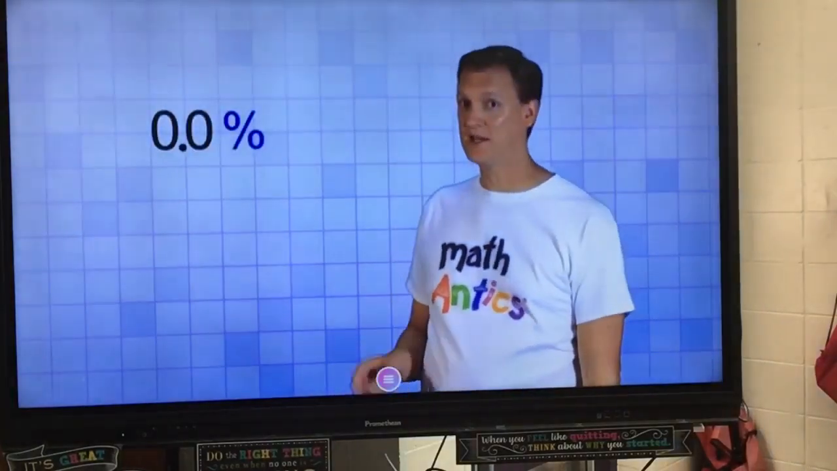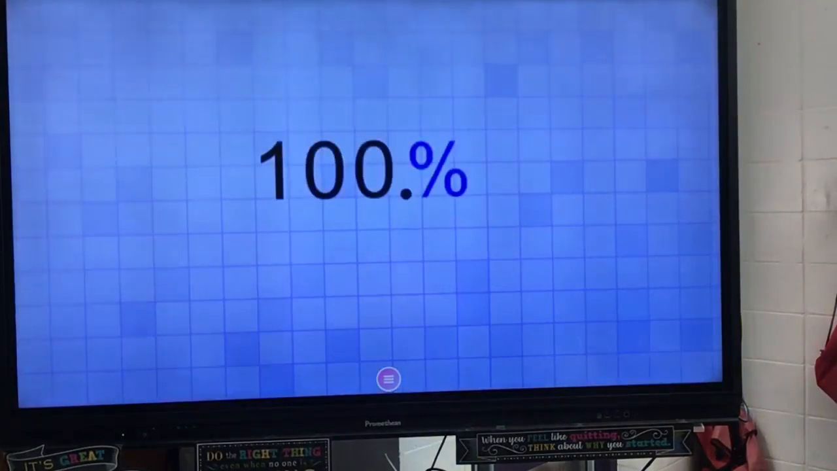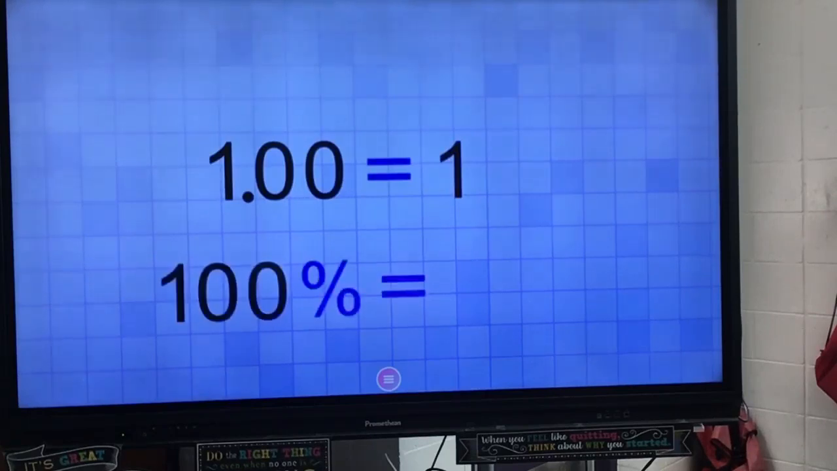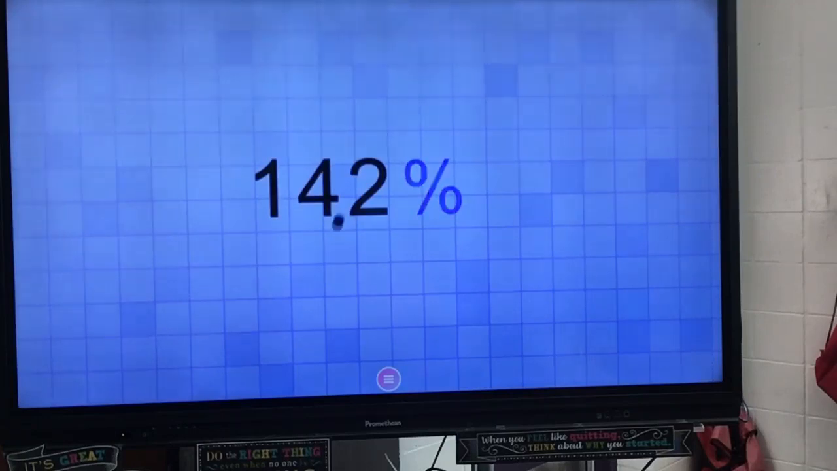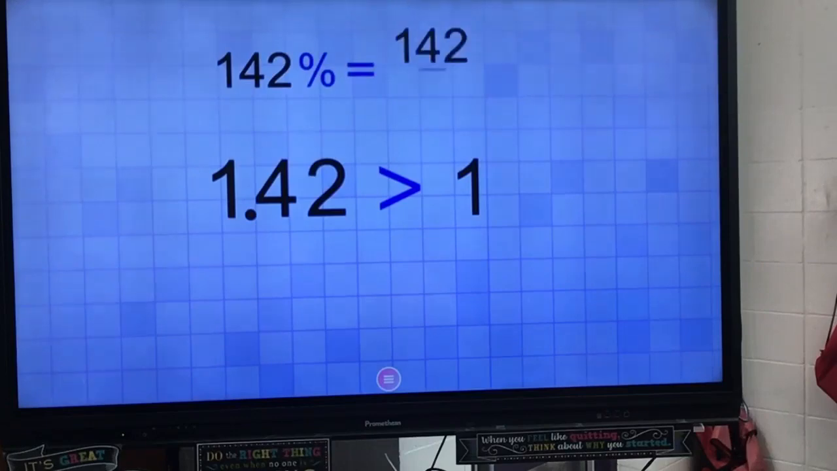Here's a few more interesting examples. 0% would just be 0.00. And if we have 100% and we move the decimal point 2 places to the left, we end up with 1.00. But 1.00 is the same value as 1. And that's why 100% represents 1 whole. And if we have 142%, we move the decimal point to get 1.42. That's a value greater than 1, which is what we'd expect, because 142% is really an improper fraction, 142 over 100. Its value should be greater than 1.